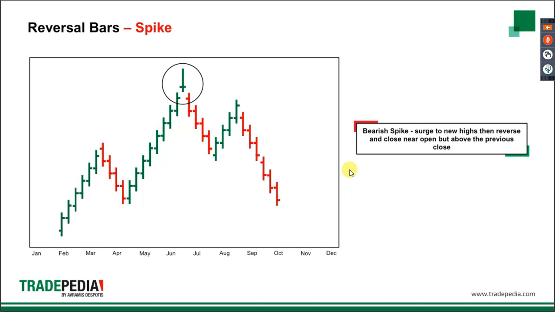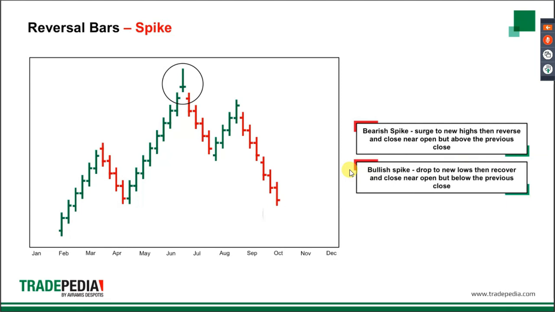And you have a bullish spike. A bullish spike occurs at the bottom of the decline here. It's recognized with prices first collapsing to a new low, followed by a recovery higher and a close near the open level, but lower than the previous close. So for example, like this. It still closes near where it closed previously, but it's still slightly lower. That's for reversal bar spike.